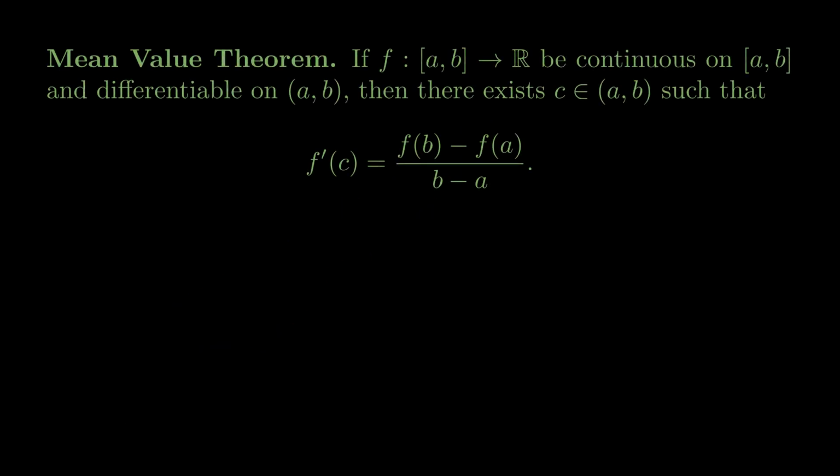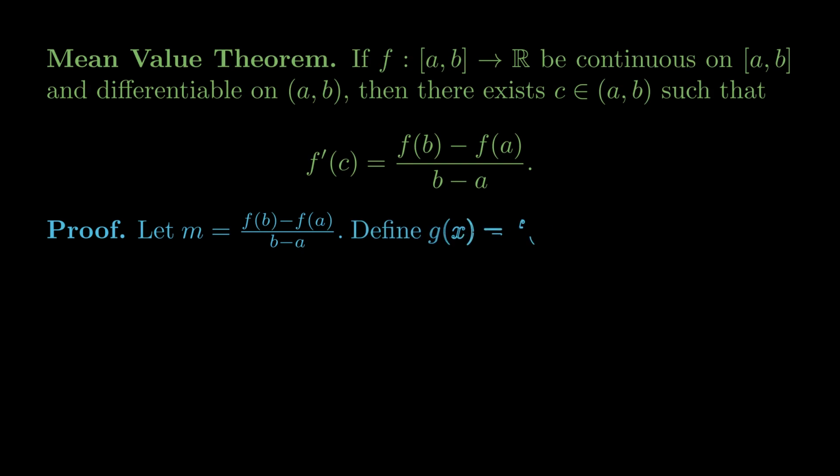So let's write this down in a proof. Let m equal (f(b) - f(a)) over (b - a). So m is representing the slope of our secant line. Define g(x) to equal f(x) minus (f(a) plus m times (x - a)). We're subtracting off the equation of the secant line.